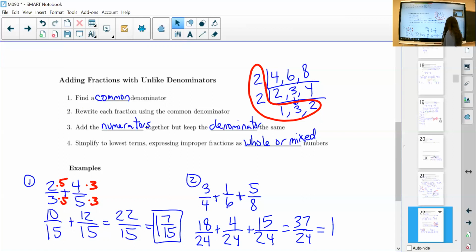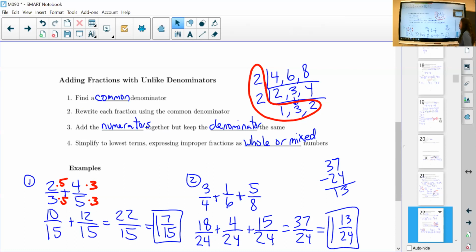24 goes with 37 once. How many are left over? Well, if we don't know, that's okay. Let's write it out. Subtract 24, we get 13. So 1 and 13 24ths.